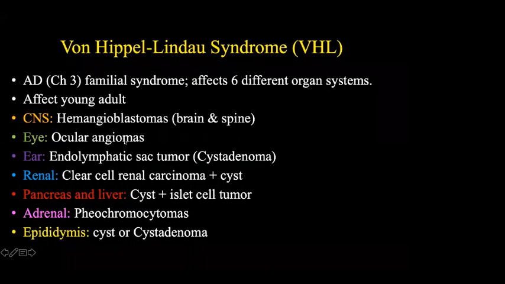Eye, you can have angiomas; ear, endolymphatic sac tumor. I will show you a case. And then clear cell renal carcinoma, pancreas and liver cysts and islet cell tumor, pheochromocytoma within the adrenal gland, and then cysts within the epididymis.